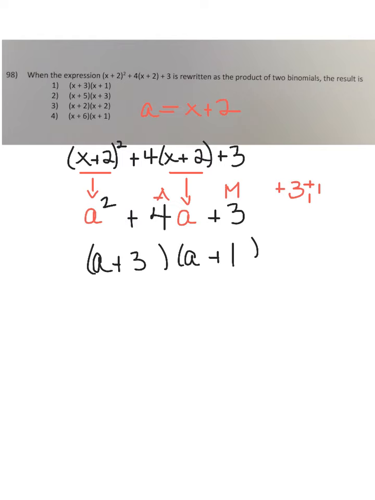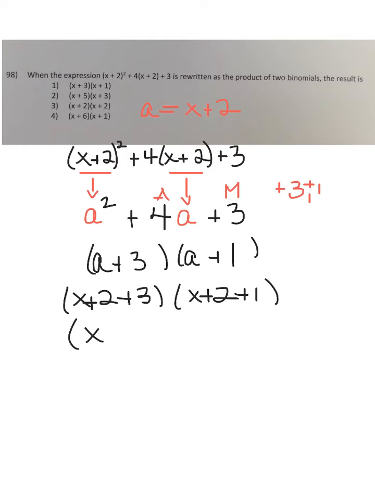Now that's not our answer, because remember, we temporarily plugged in A here and here. So now we're going to take this A, which is X plus 2, and put it back in. So A is going to get replaced with X plus 2, and then we have a plus 3. And this other A is also going to get replaced with X plus 2, and then we have the plus 1. Now I'm looking at what I have right here, and I don't see that up here anywhere. If it's not an answer choice, let me keep going.